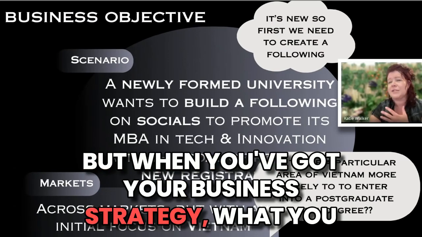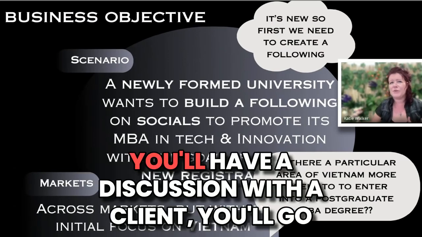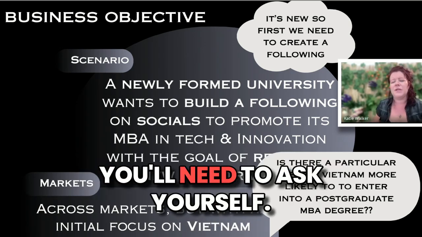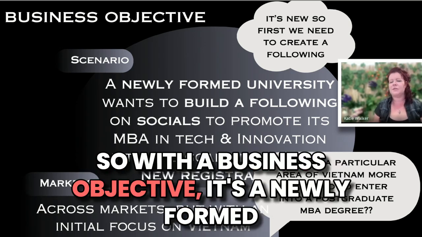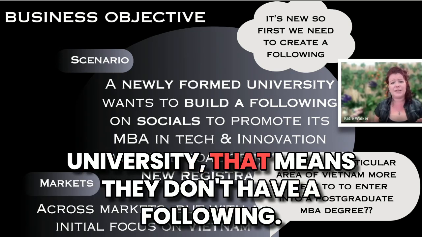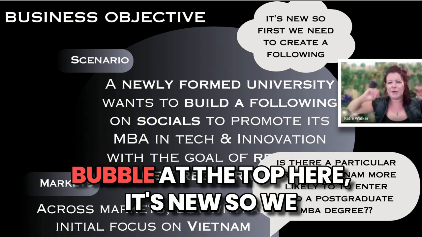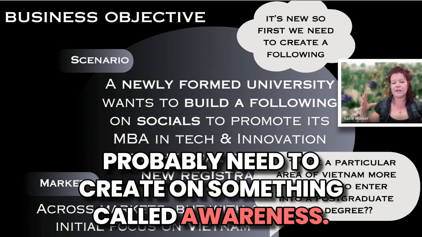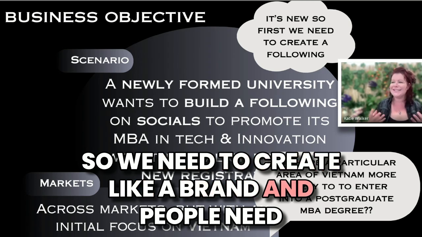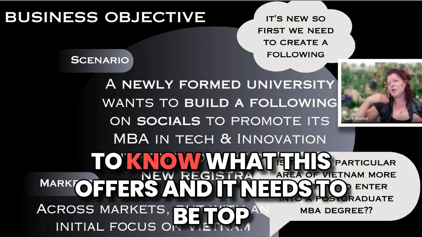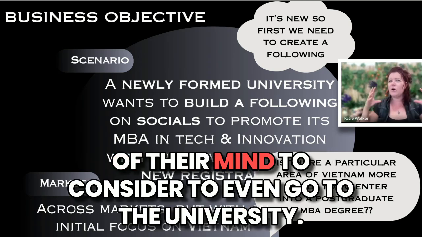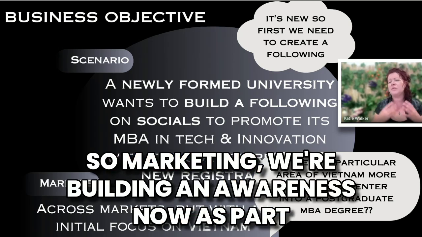But when you get your business strategy, which you will do, you might get a piece of paper, you'll have a discussion with a client, you'll go through, and then these are the type of questions that you'll need to ask yourself. So with a business objective, it's a newly formed university. That means they don't have a following. So as you can see with this nice kind of bubble at the top here, it's new. So we'll probably need to create on something called awareness. So we need to create like a brand, and people need to know what this offers, and it needs to be top of their mind to consider to even go to the university. So marketing, we're building an awareness.